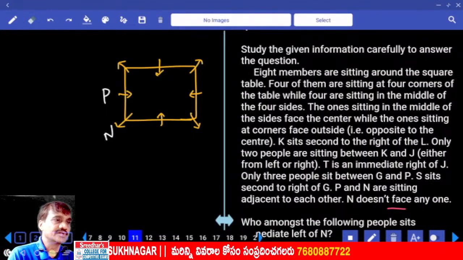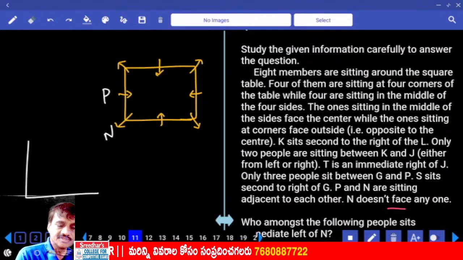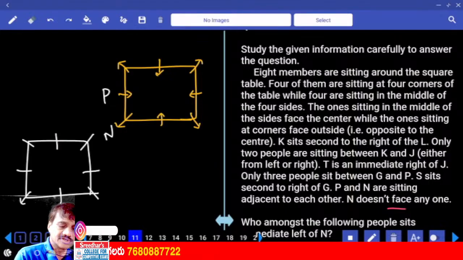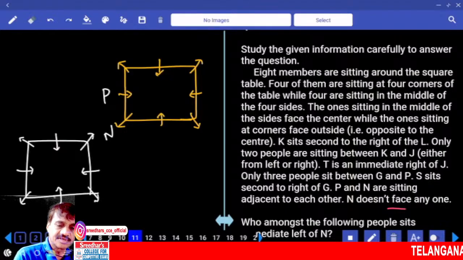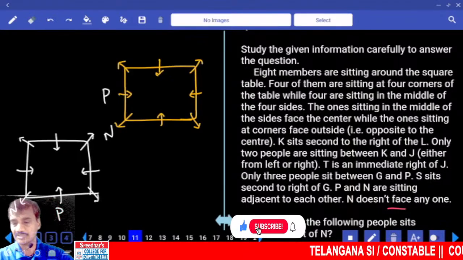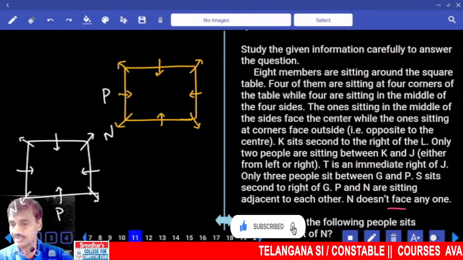Now you can have P at this place, or there is another possibility we have for this P. What is the next possibility we have? These are away from the center, and these are towards the center. Then in the first case we have taken N at this place, then P will be here. So two possibilities.